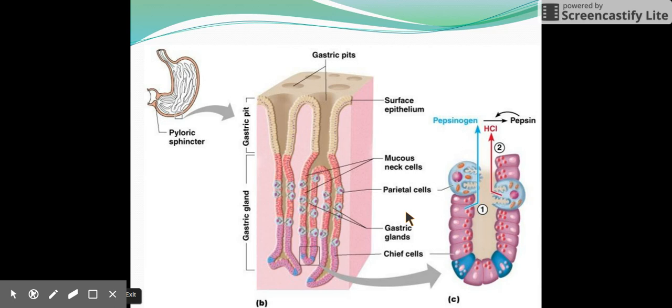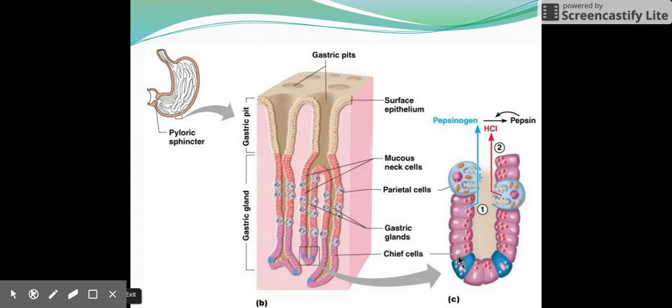So let's look a little bit at these cells that are making these gastric juices. All along these folds, called rugae, you have what are called gastric pits. And these are tiny little pores that are lined with cells that are producing these different gastric juices. The two that I'm worried about you knowing are chief cells and the parietal cells. You might be familiar with parietal cells because they're called goblet cells, if you remember that from our tissue unit.